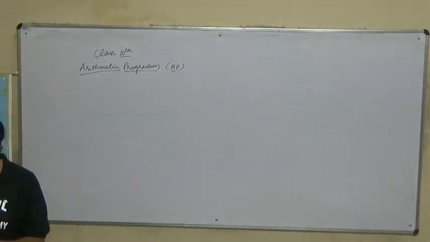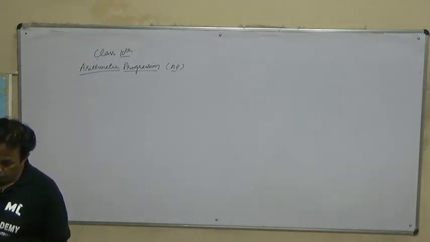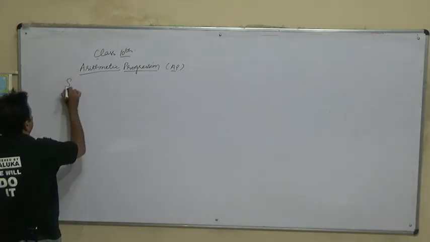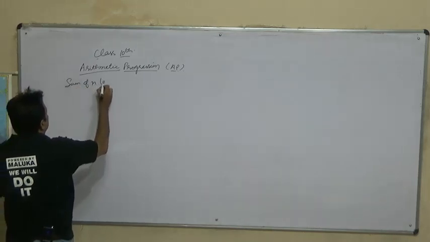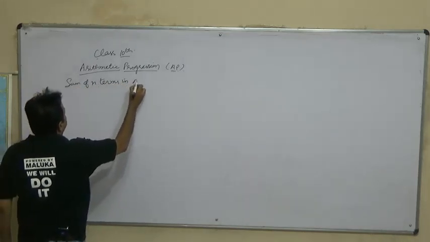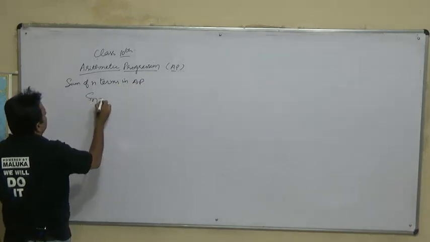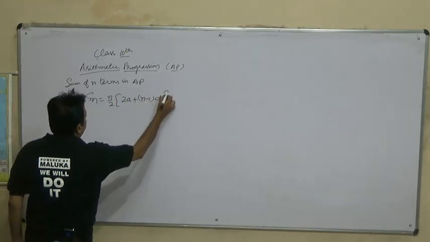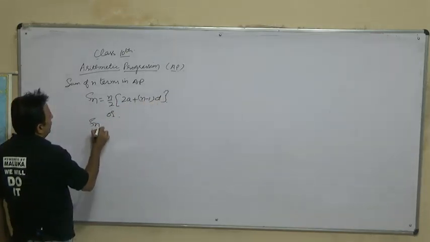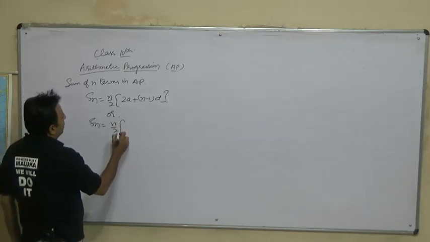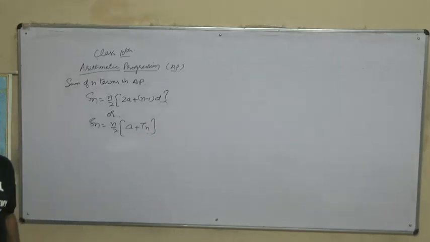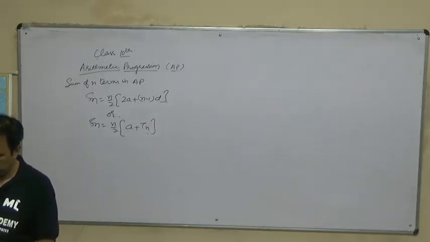So moving on, we have the formula to find the sum of n terms in AP. Sn is given by n by 2 into 2a plus n minus 1 into d, or Sn is equal to n by 2 into a plus Tn. It can be found with either of these two formulas.